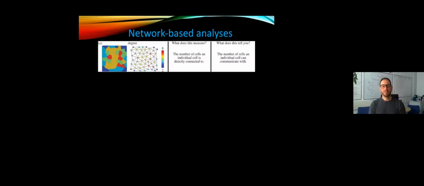So we can perform a couple of different basic analyses using network science. The most simple one is the degree. The degree describes just the number of neighbors that a node has within a network. To use a Facebook analogy, your degree in the social network known as Facebook is how many friends you have on Facebook. So this is a very simple measure. It tells you how many people you are directly connected to. And in the case of a plant cell, it'll tell you how many cells a node is directly connected to.